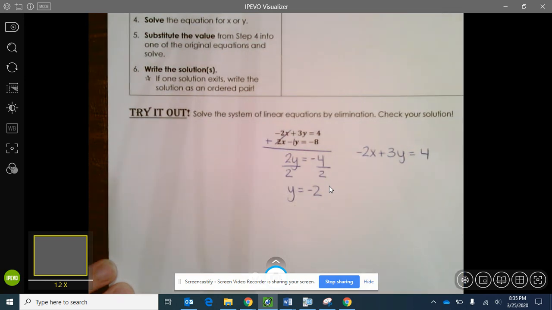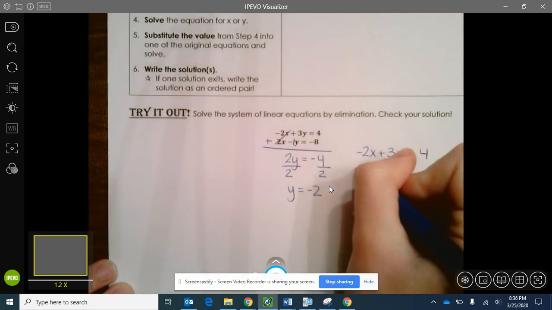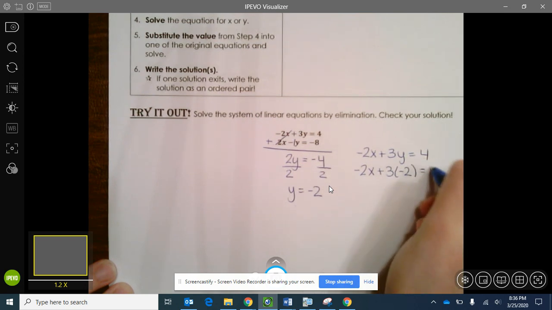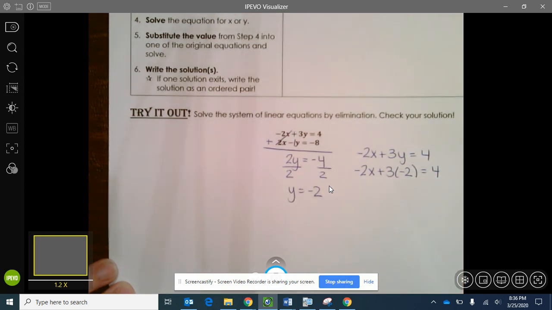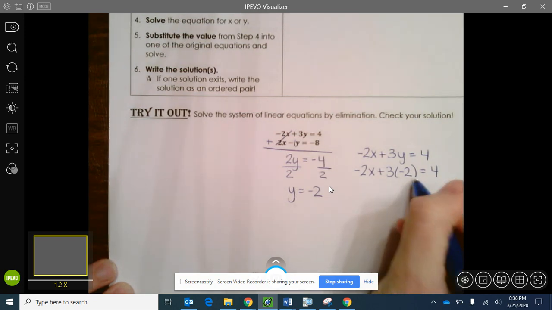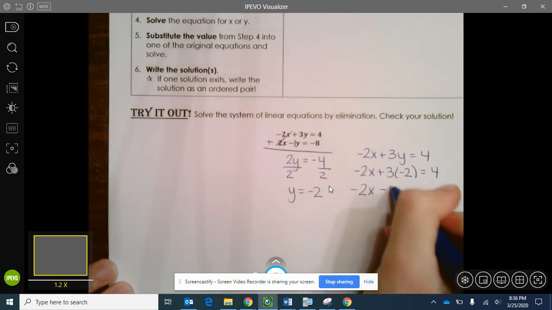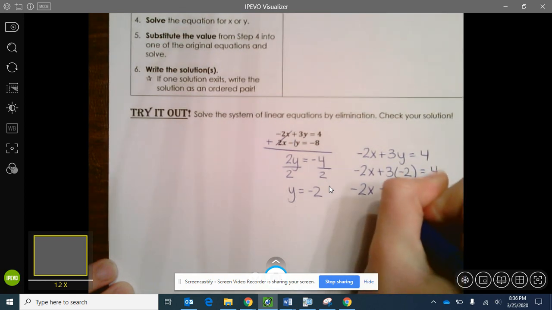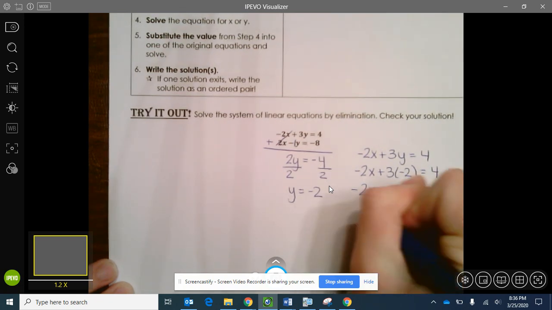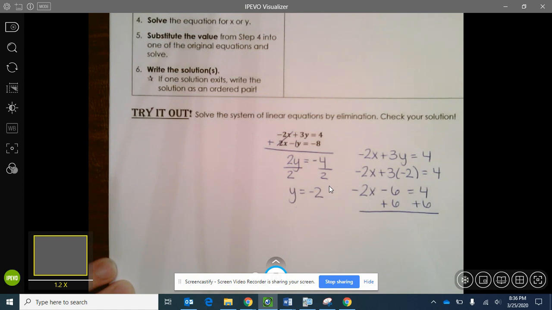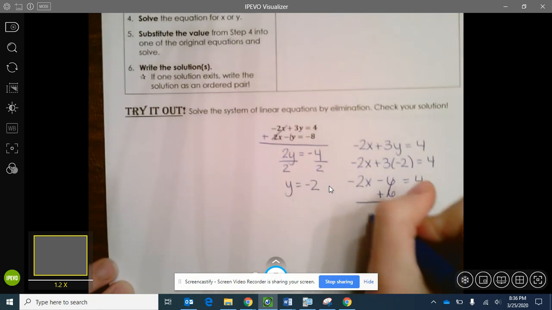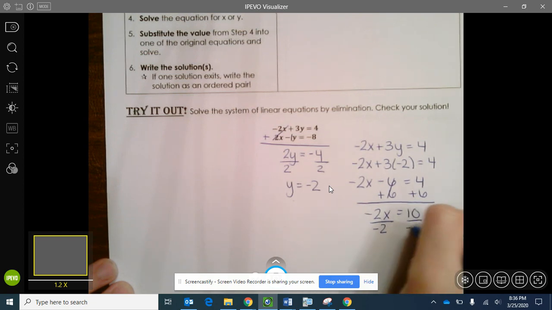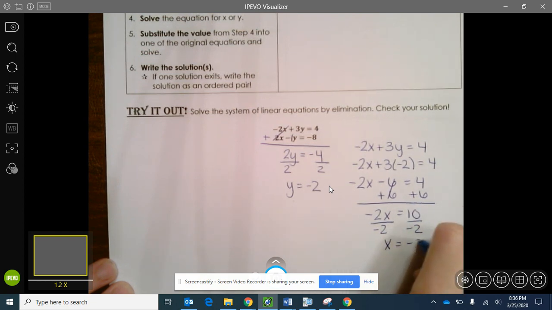So I'm going to take my negative 2, I'm going to plug it in for y. Use your parentheses when you substitute. Now I'm going to solve this equation for x. So 3 times negative 2 is negative 6. So that gives me negative 2x minus 6 equals 4. I'm going to use my inverse operations to solve for x. So I need to add 6 on both sides. I'm going to divide by negative 2. I get x is negative 5.